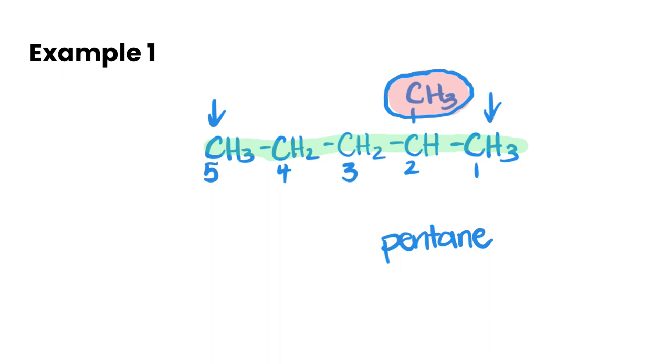So we need to add that to the beginning of our name. We're going to go 2, then a dash, methylpentane. So anytime you have numbers, they're always indicated before the letters and the names, and they always have a dash between them. So this would be 2-methylpentane.